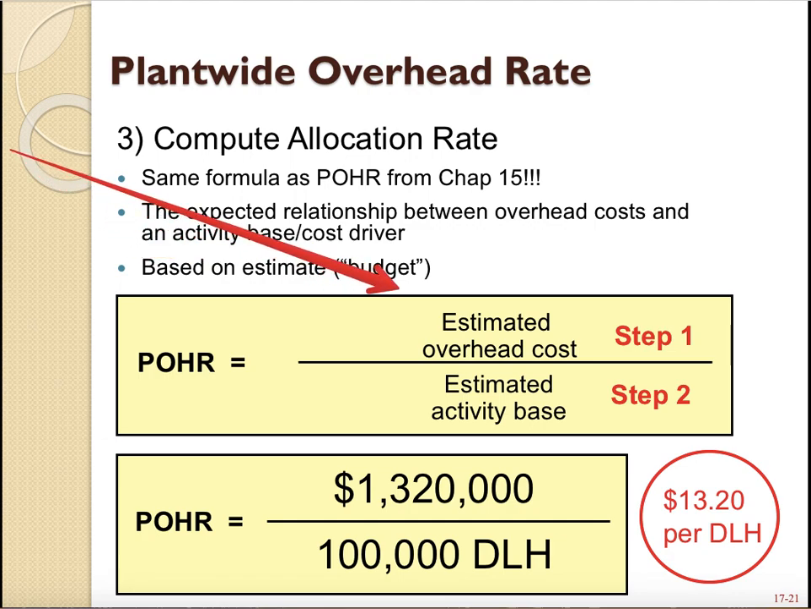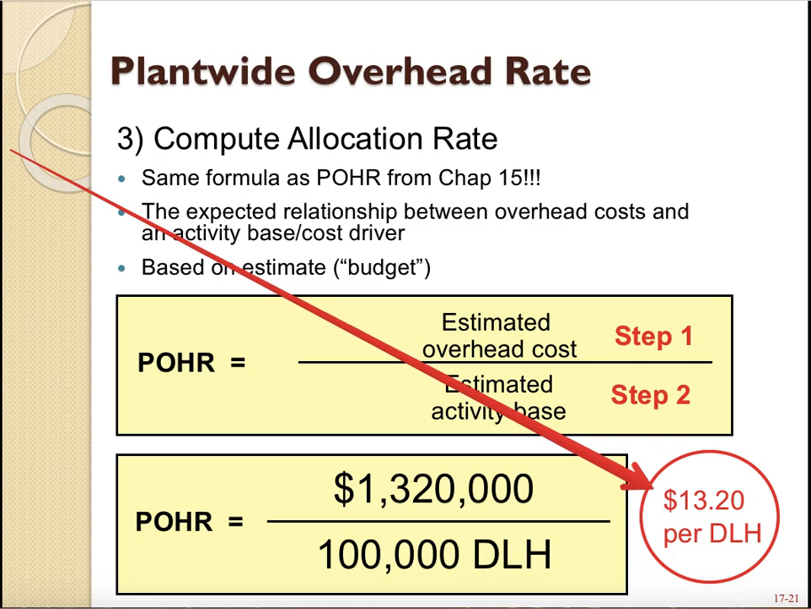And again, the term that they're going to use in the book is budgeted, but it means the same thing as estimated. Budgeted means a plan of what I think I'm going to spend on something. Estimate, same thing. So this was the formula that I gave you in chapter 15. Same thing, except they use the word budgeted in chapter 17, but it's estimated overhead cost divided by estimated activity base. So the estimated overhead costs we found in step 1 were 1,320,000. The estimated activity base we found in step 2 was 100,000 direct labor hours. So if you do the math, it comes out to $13.20 of overhead costs for every direct labor hour spent on a product. That's what that number means.